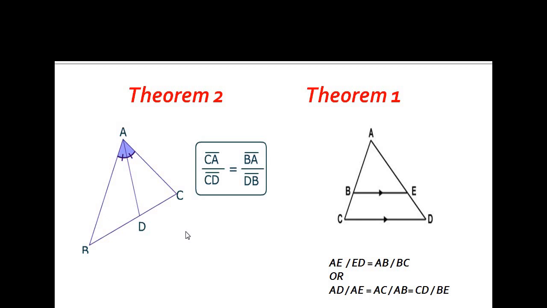But in theorem 2, if a ray bisects an angle of a triangle, then it divides the opposite side into line segments that are proportional to the other sides. So to use theorem 2, we must see the bisector and we must see an angle in a triangle bisected by a bisector. So in theorem 1 we have parallelism, and in theorem 2 we have a bisector, or an angle bisected by a bisector. So this is the difference between theorem 1 and theorem 2. It's very important to know the difference between them.